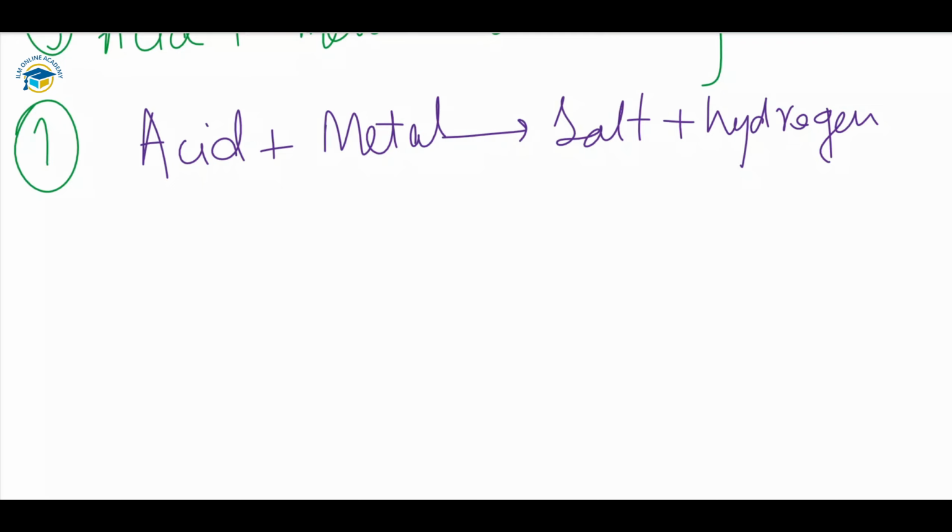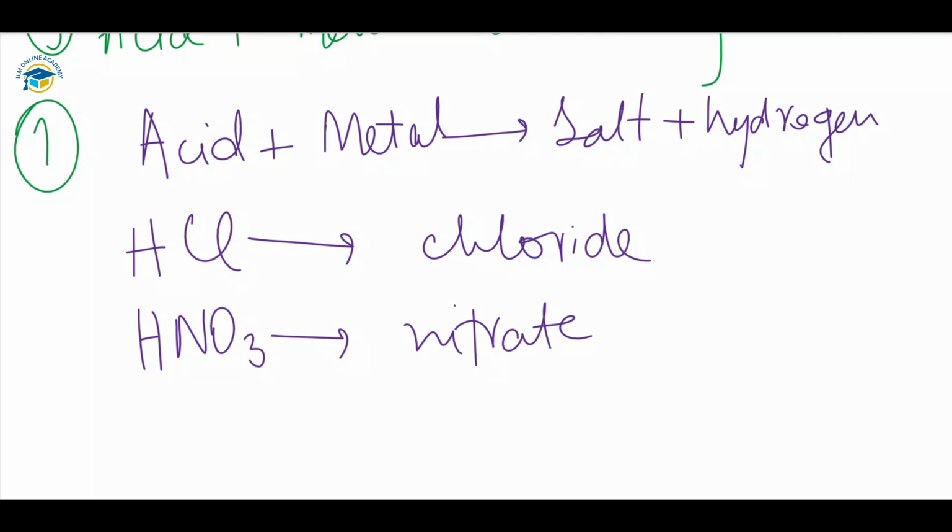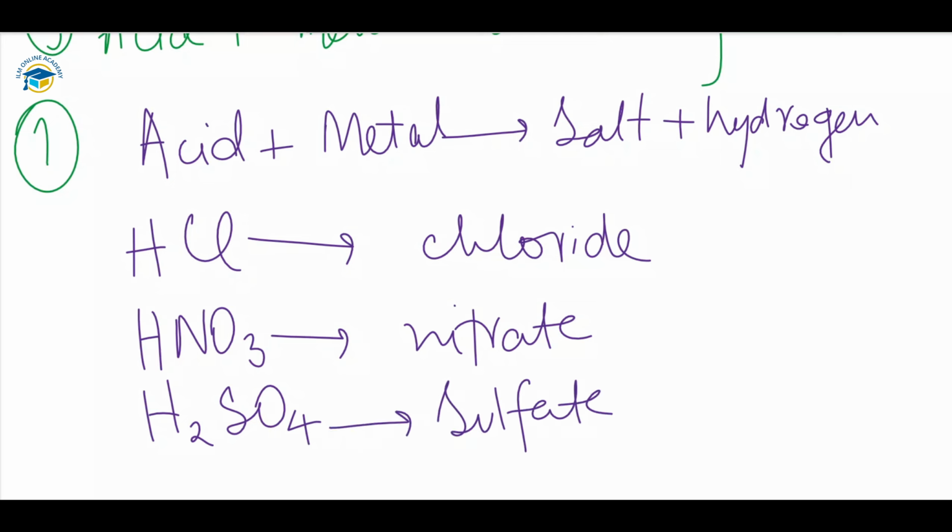If hydrochloric acid is there, the hydrochloric acid always gives the chloride for the salt, and the metal will take the anions from the acid, and then it forms a salt. If we talk about nitric acid, HNO3, that gives nitrate, and nitrate will form the salt. And if we talk about sulfuric acid, H2SO4, sulfuric acid will give the sulfate ions, and that forms the salt. So now we have the example.